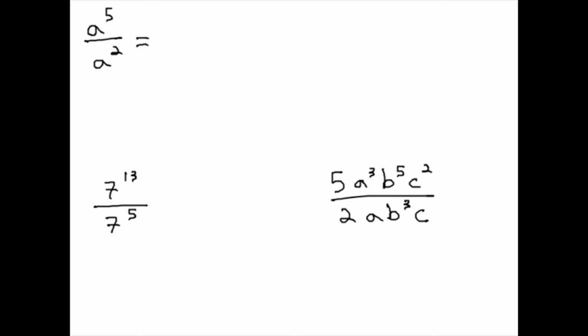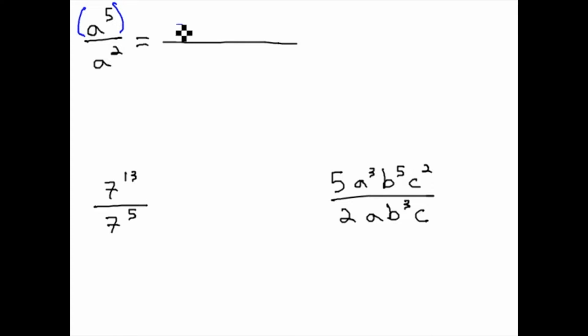In this video, we're going to take a look at the quotient rule of exponents. The quotient rule says that if we are dividing two bases that match, how will we simplify the exponents? Let's take a look at what we have with a to the fifth over a squared.